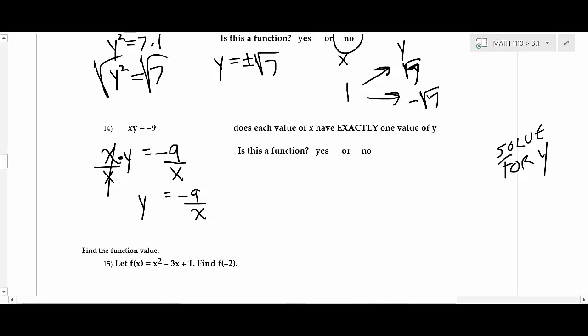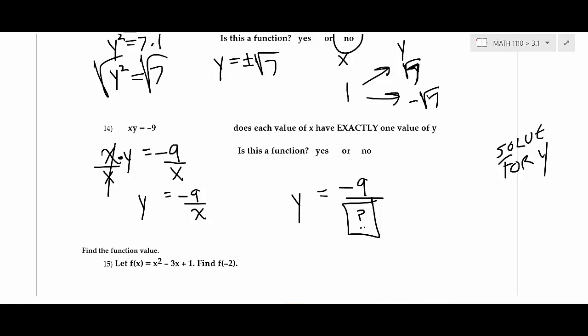Okay, now the question is real simple. No matter what you plug in for x, I'm going to put a box there. How many answers are you going to get? 1. You're going to get 1, right? Okay, now you couldn't plug in 0, right? Because you'd have a 0 denominator. But if you do negative 9 divided by a number, you get 1 answer, right? So that means that one is a function because you're only going to get 1 answer out of that.